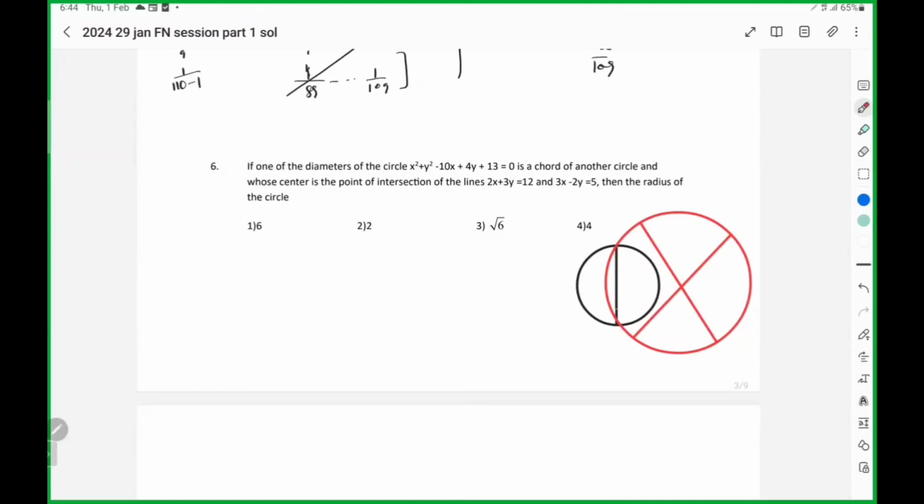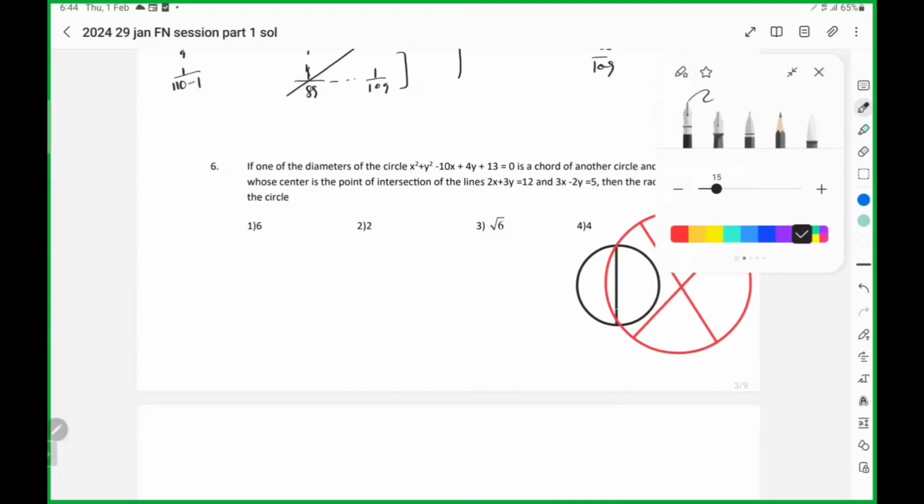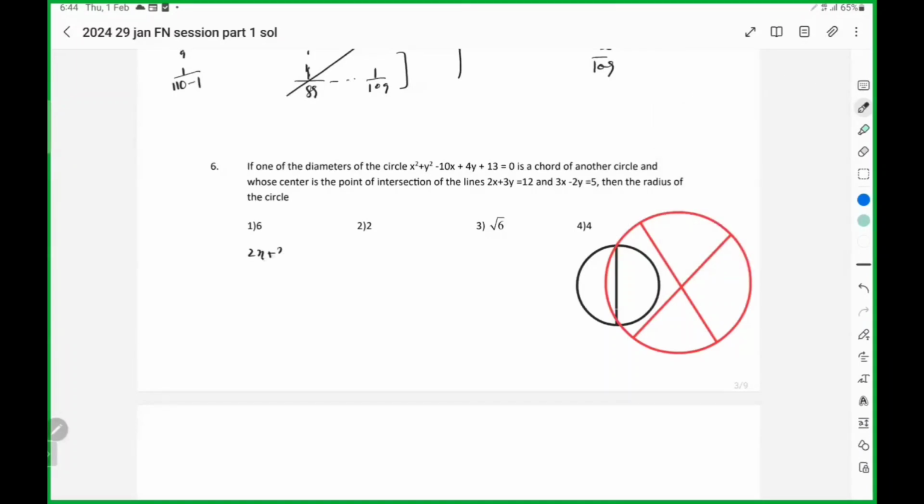Here, if you solve these lines, 2x + 3y = 12 and 3x − 2y = 5. Multiplying with 3 and 2: 6x + 9y = 36, 6x − 4y = 10. So 13y is 26, y is 2, and x becomes 3. So this point is (3, 2).